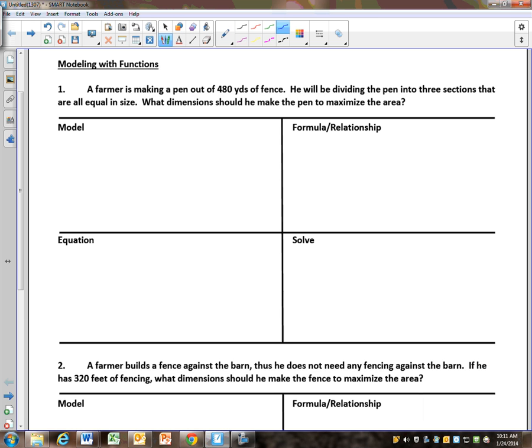All right. The famous farmer problem. Farmer wants to build a pen out of 480 yards of fencing. He will be dividing the pen into 3 sections that are all equal in size. What dimension should he make the pen to maximize the area?